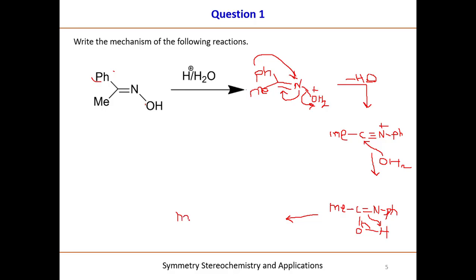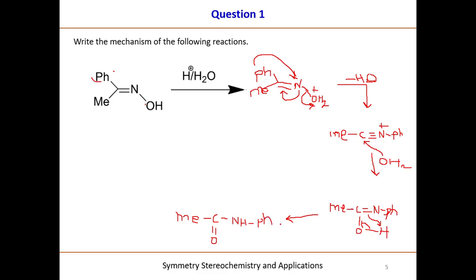Methyl, correct? C double bond O and H, and the second substituent is our phenyl group, correct? So this will be the product.